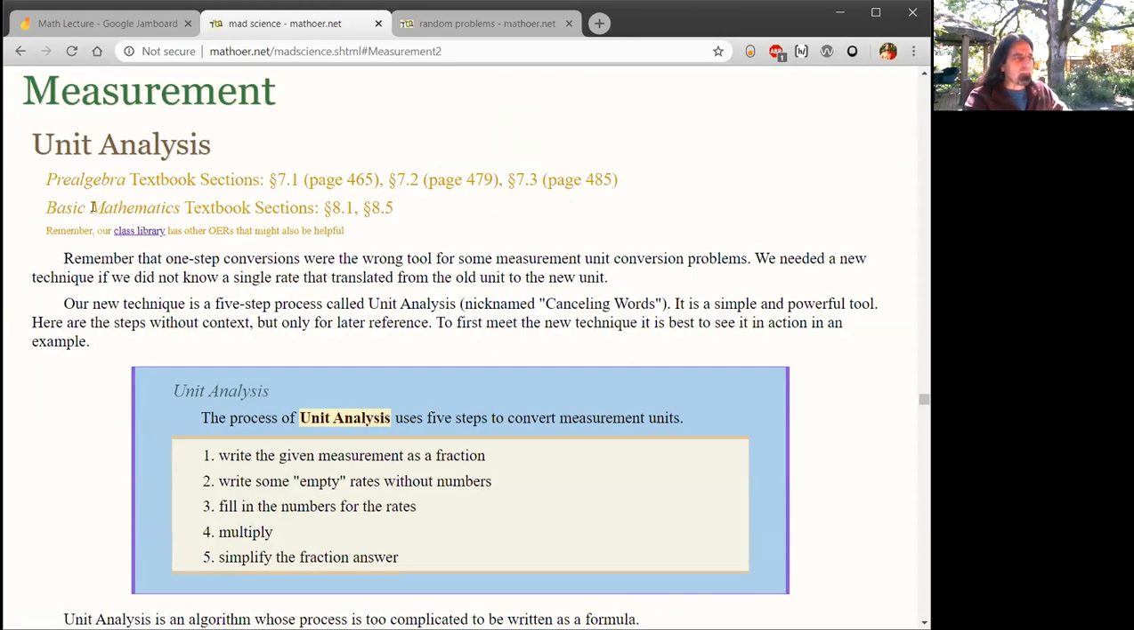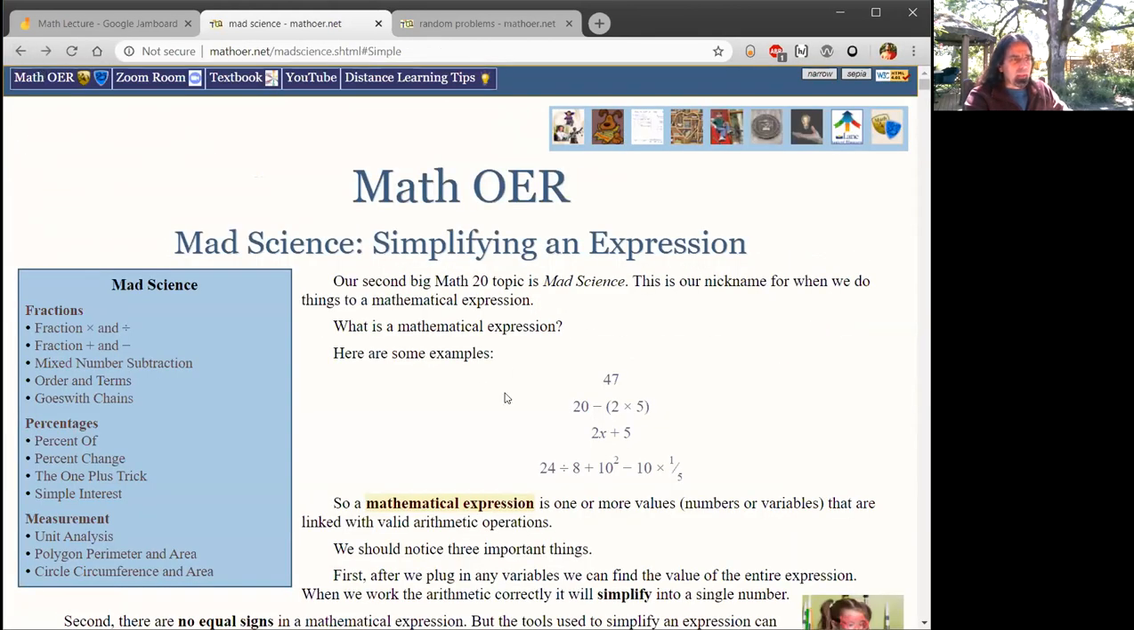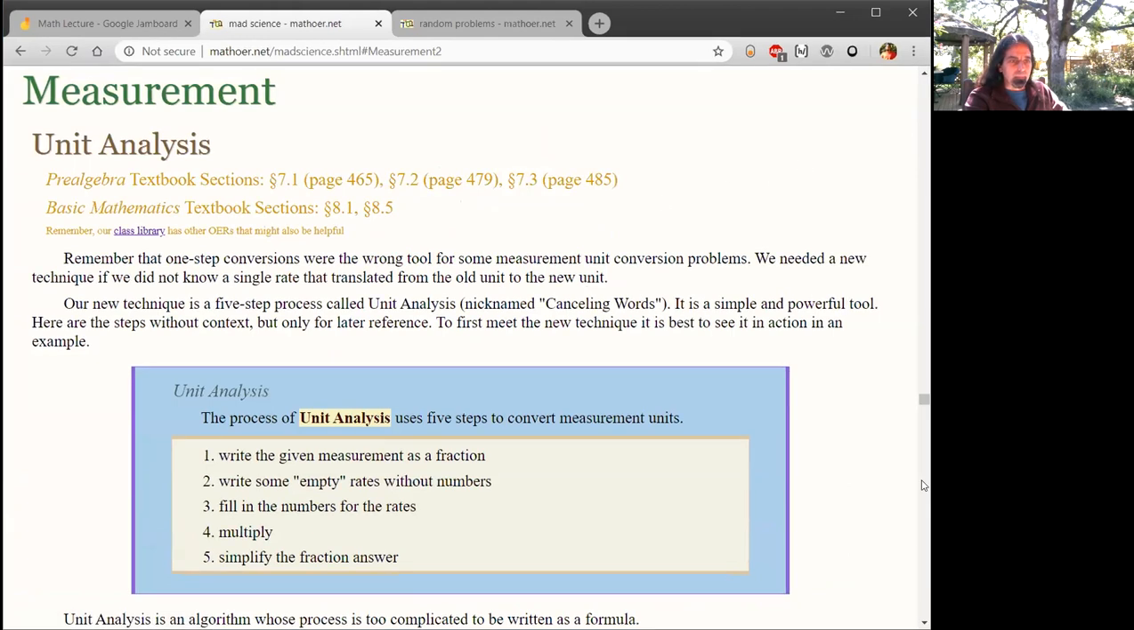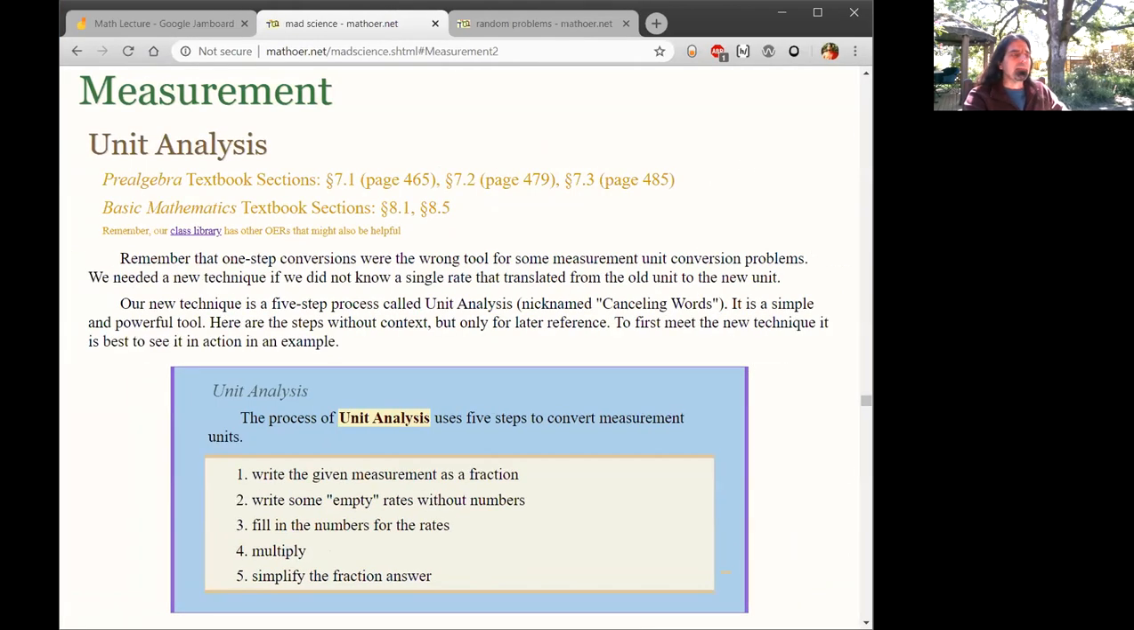On to measurement. So actually, before we do that, remember we're in mad science. So we are now putting different numbers together. That's our theme for here. So we put fractions together. We had percentages with other numbers at the same time. And now we're doing measurement with lots of numbers at the same time. If you're in the green free book, then here's the pages we're on. If you're in the green book that's a physical book with zebras, we're in 8.1 and 8.5.